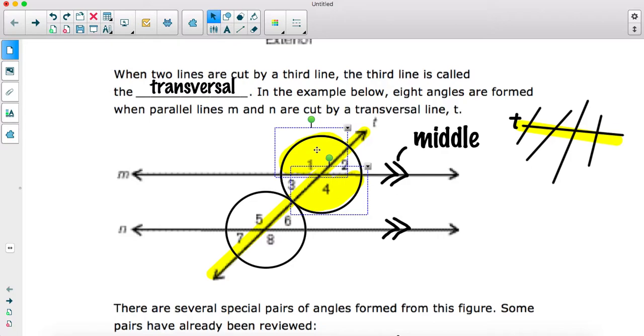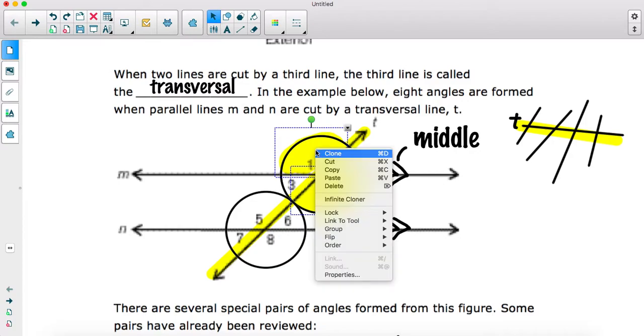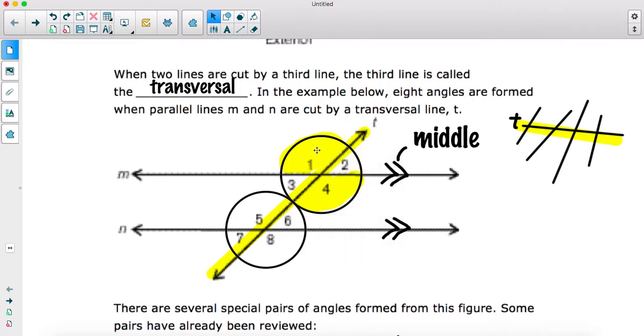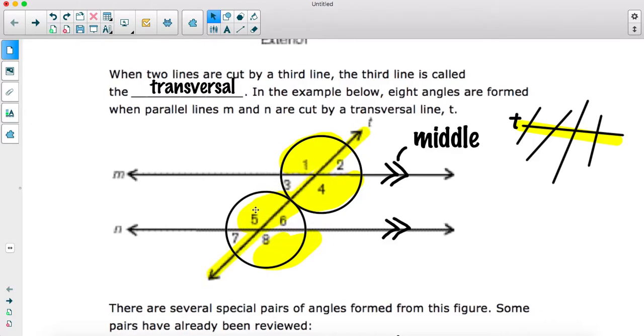So what I'm going to do is take this and group it here. I'm just going to do this digitally. Basically what we're going to do is take this color scheme and copy it down below.